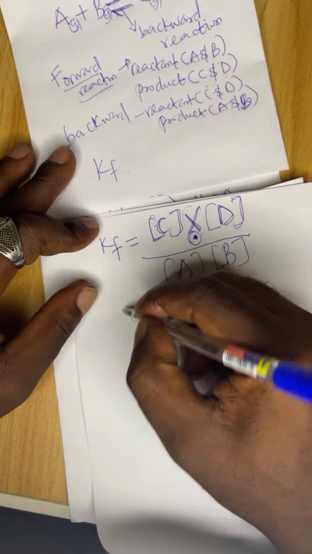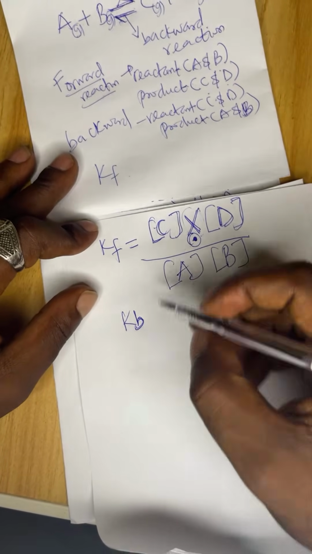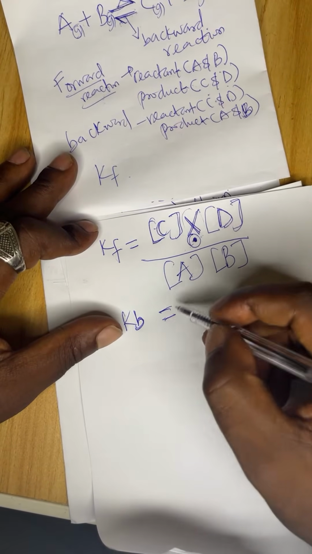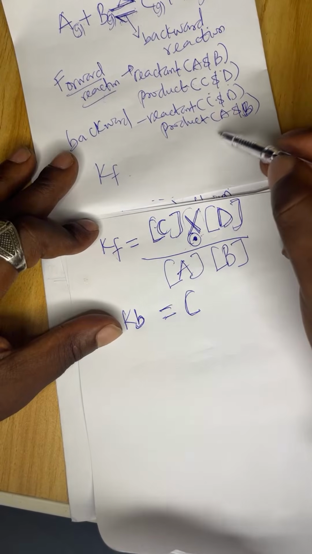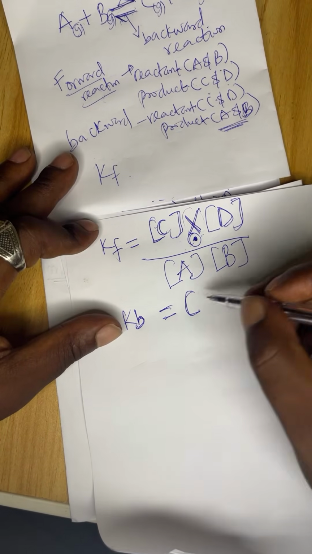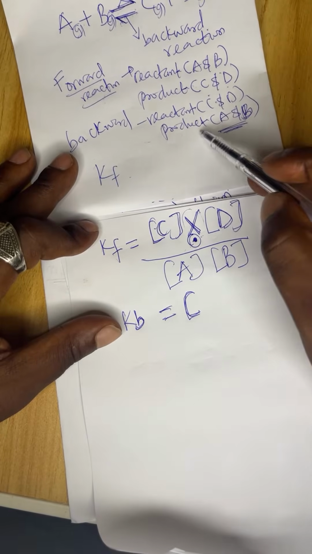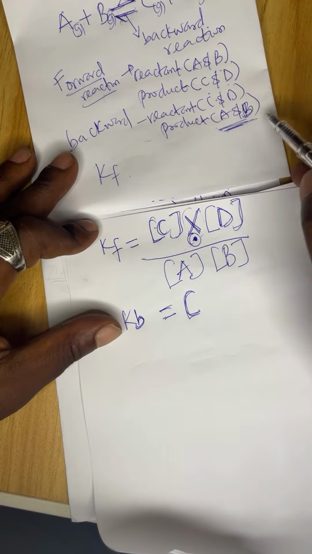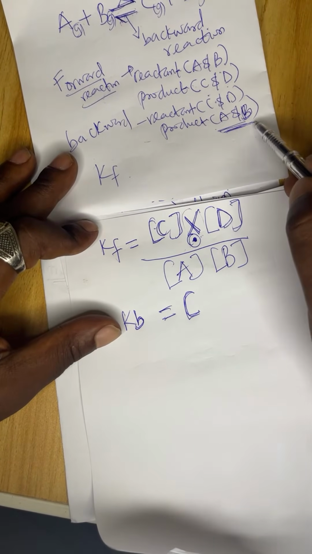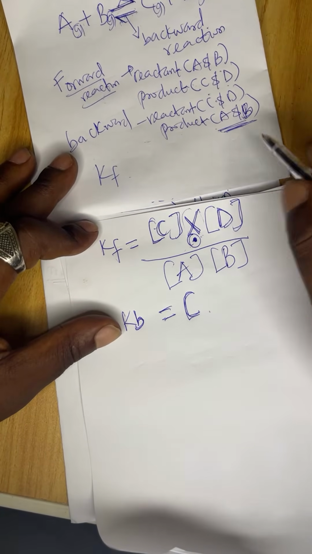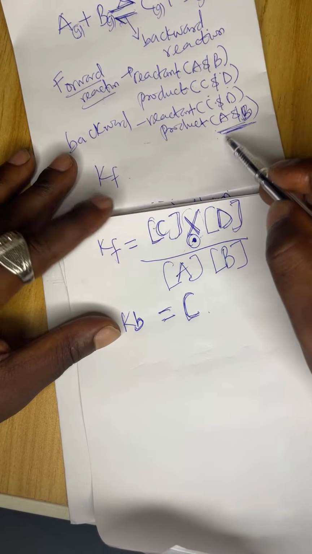Now let's go to K backward. There's a JAMB question, and that's why I'm teaching it like this. For K backward, what did you say the product is? A and B. You guys already said it. I'm not teaching Avogadro's law, I'm teaching chemical equilibrium. A and B is the product for the backward reaction.